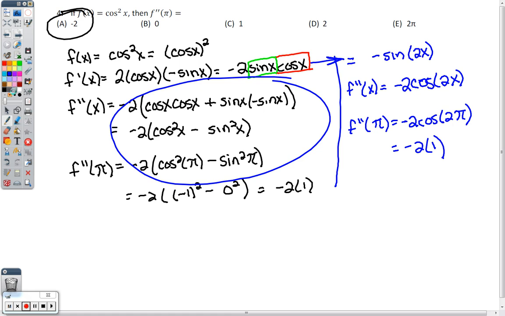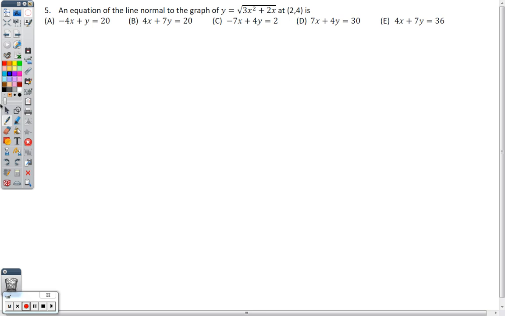All right, and number 5. An equation of the line normal to the graph of y equals the square root of 3x squared plus 2x at (2, 4) is... All right, here we go.